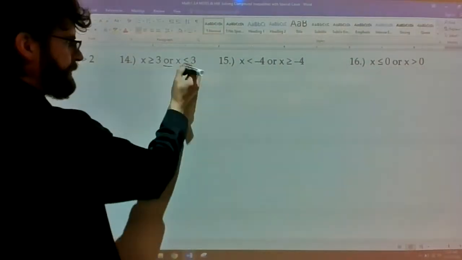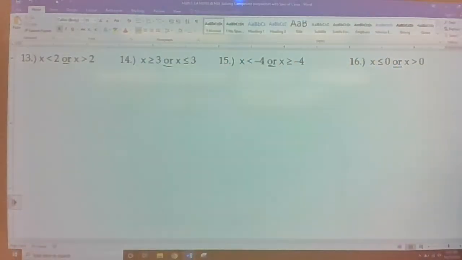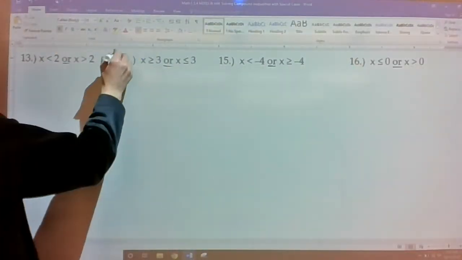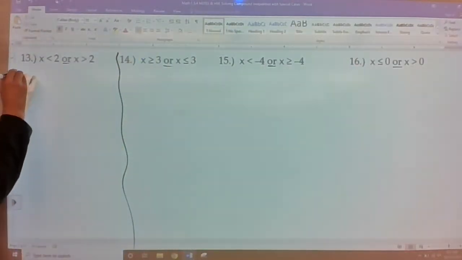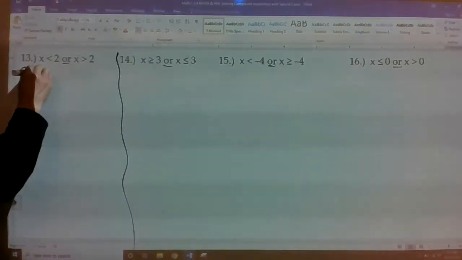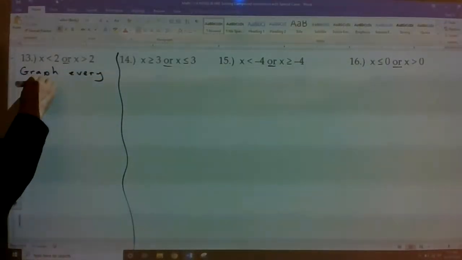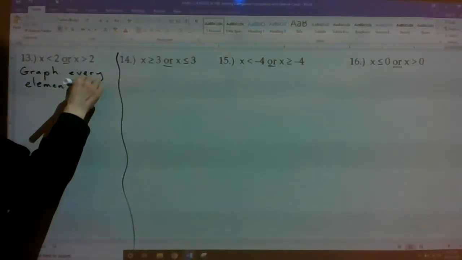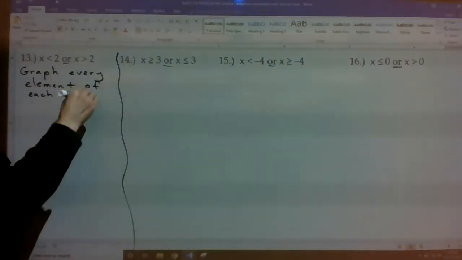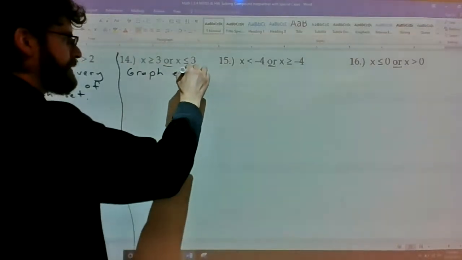Well, remember, this means graph every element of both sets. Graph every element of each set.